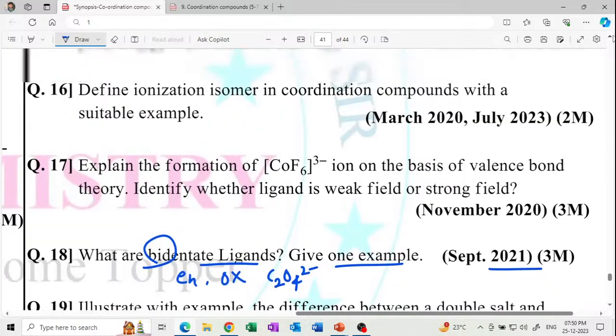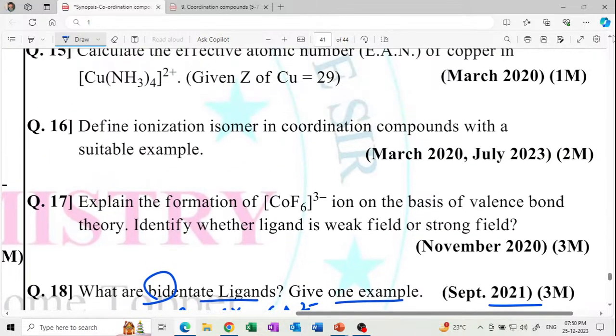Explain the formation of the CoF6 ion on the basis of VBT, valence bond theory, CoF6.